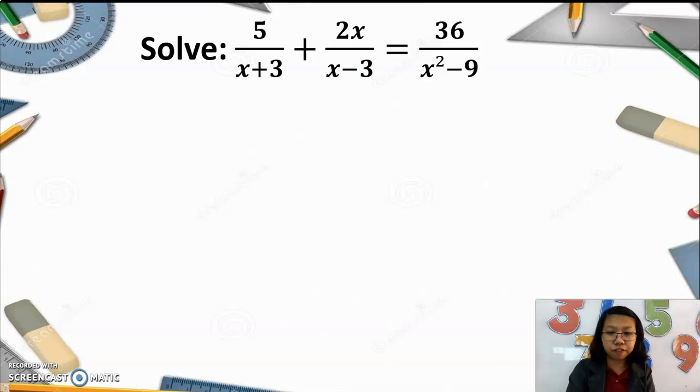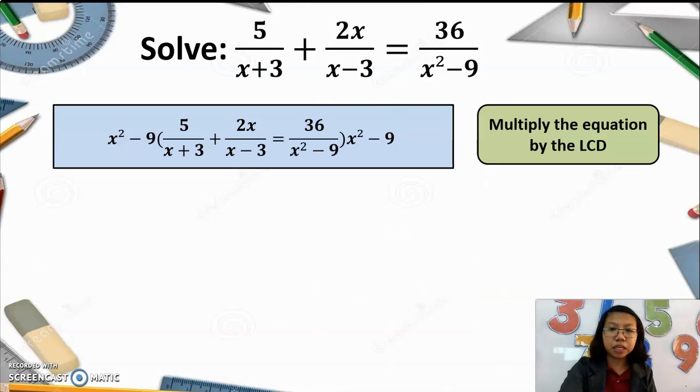As you can see in the given example, at first look, it doesn't look like a quadratic equation, but after simplifying the equation, we can convert it to a quadratic equation. So let's start converting. The first thing to do is to multiply the equation by the least common denominator, or the LCD. The least common denominator for example number 1 is x squared minus 9.